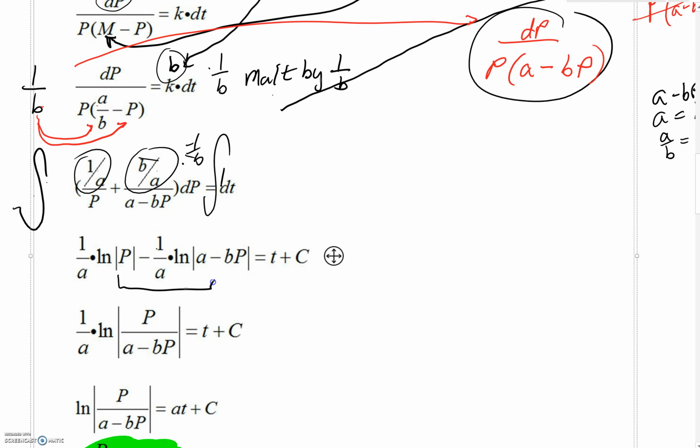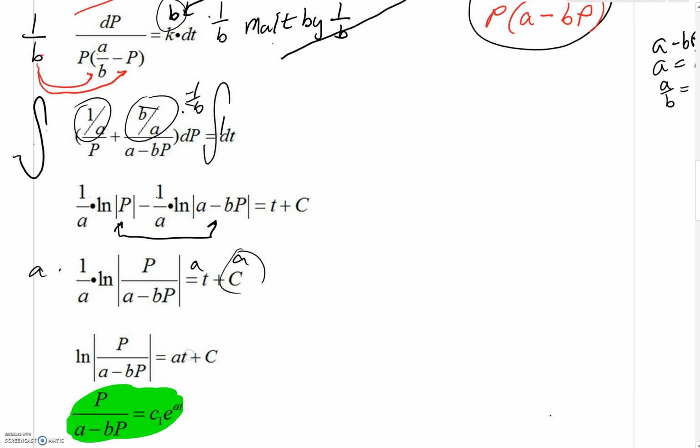Next, we're going to use this log property where we can have our 1 over A factored out in front and divide the insides. We'll have our P all over A minus BP. Then we can multiply everything by A. A times a constant is just a constant. We have this right here. And then remember that e is the base of our natural log. So I'm going to exponentiate. We'll have our e to the at plus c, and that's really e to the at times a little constant out in front.